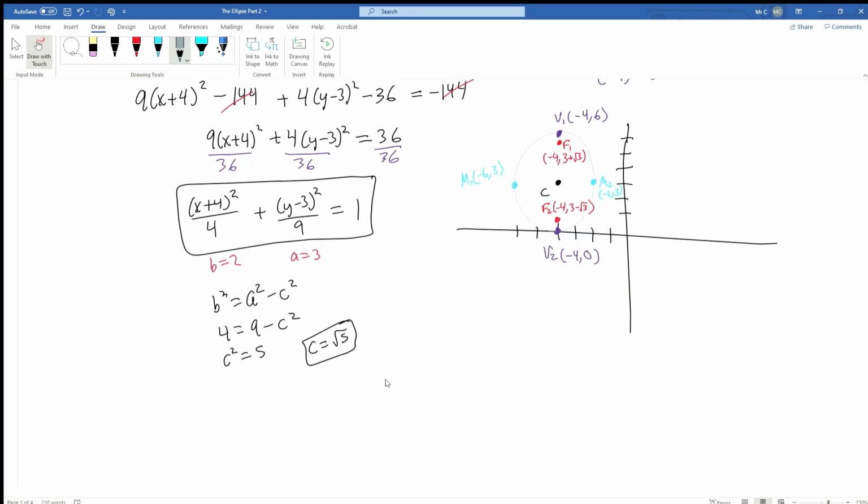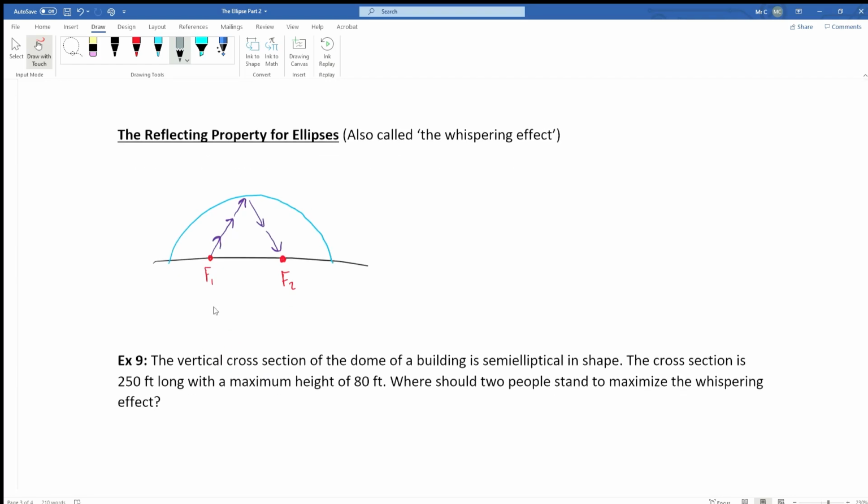Let's go ahead and take a look at one more example here. We're going to talk about what's called the reflecting property for ellipses. So this is sort of similar to the reflecting property for parabolas, except this says that if you have an elliptical shape and you take a wave, like a sound wave, from one of the focal points on the ellipse, then that wave will bounce off the ellipse and bounce back to the other focal point.